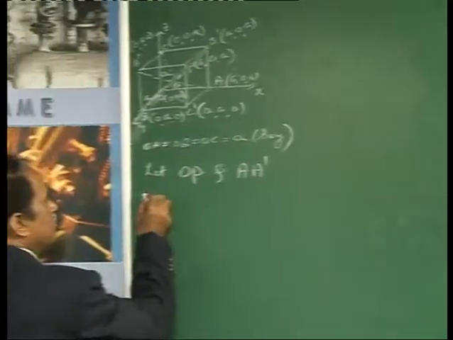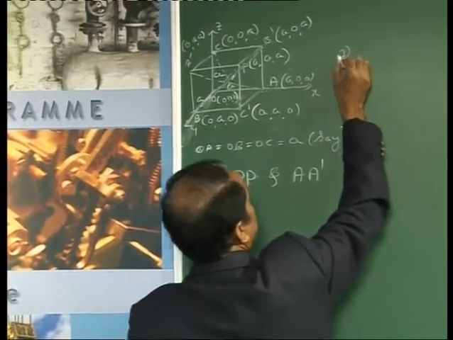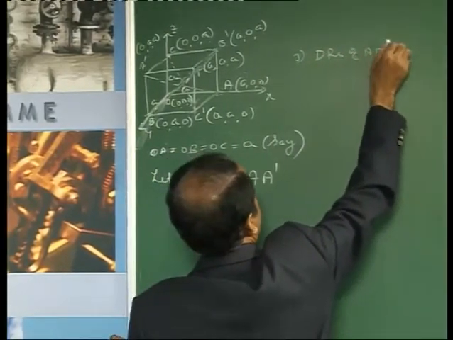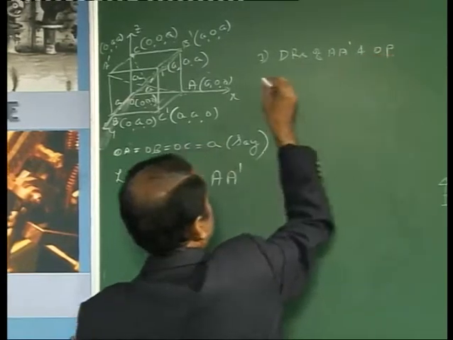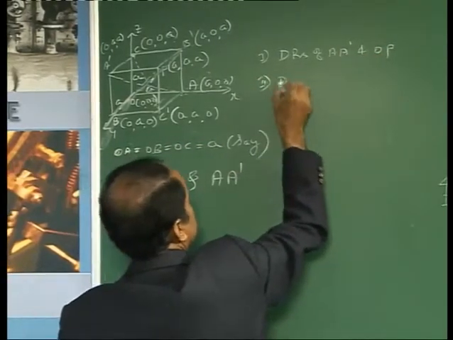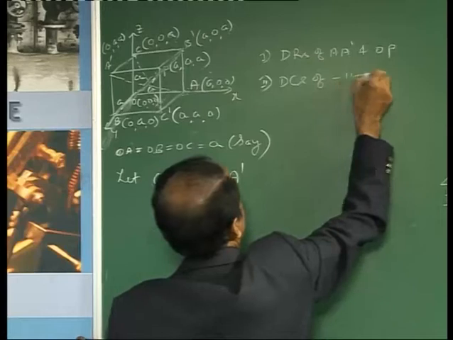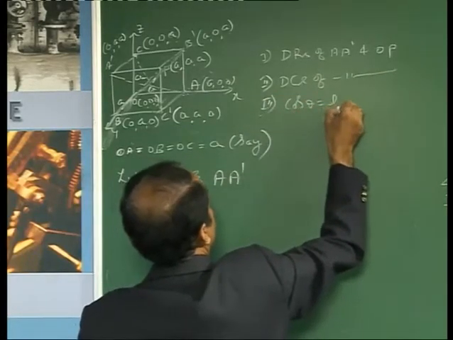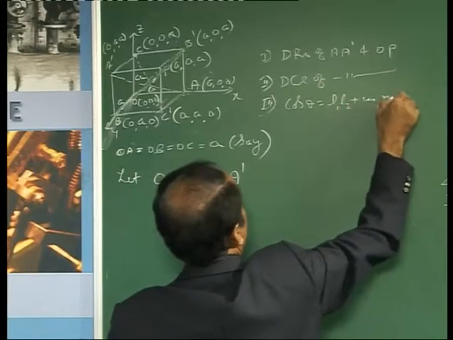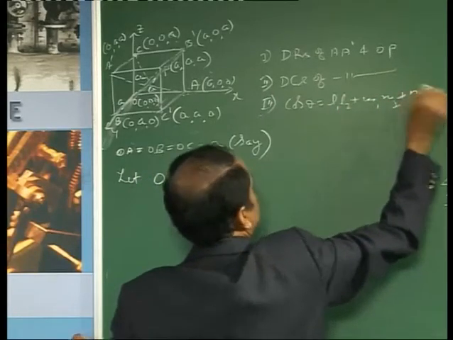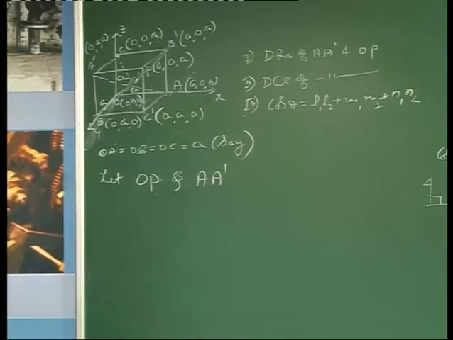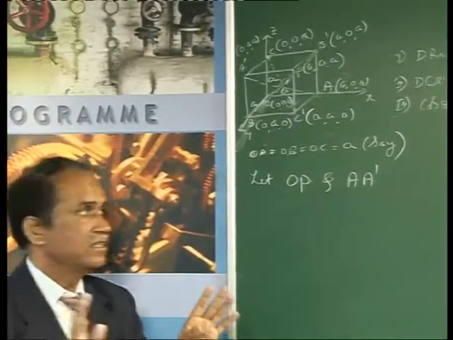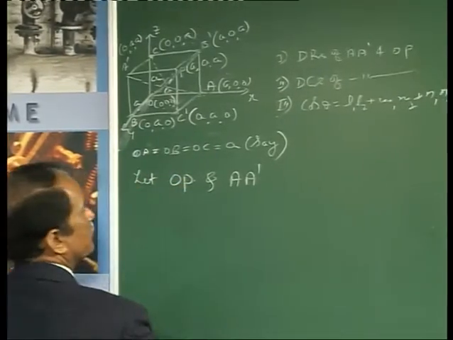Then OP. The first thing you have to find is the DRs of A dash and OP. Second, you have to develop the DCs of the same lines, and third, you have to use cos theta is equal to L1 L2 plus M1 M2 plus N1 N2. Except this much, nothing is there. These three steps you have to use. Fine, you proceed according to this.